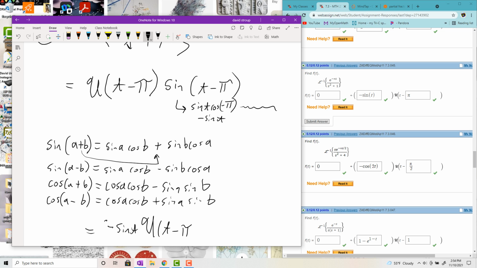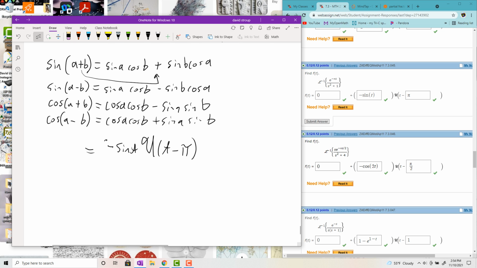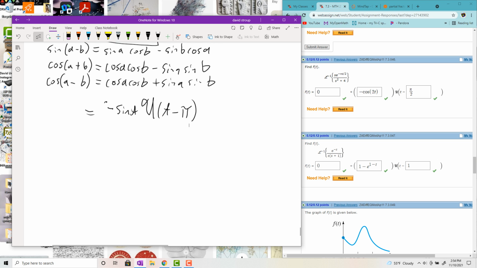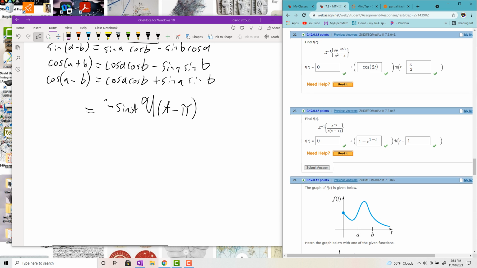The software may allow you to just write sine of t minus pi in there, but as you see, I have negative sine t. It's of course 0 plus negative sine t u of t minus pi. Okay. Let's try another one. It's 23.